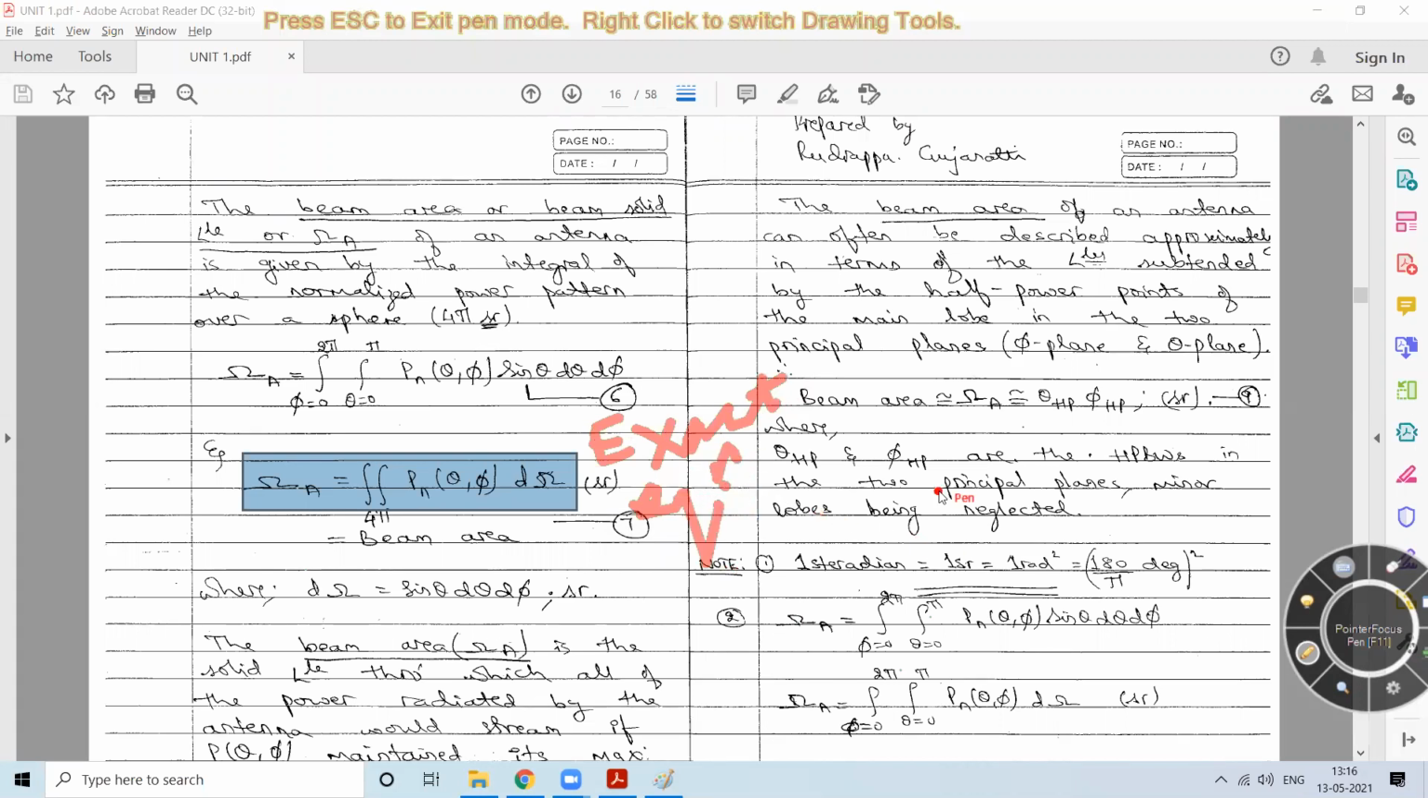We have another way to identify the beam area, which is with respect to the half power beam widths for a given pattern. It is defined as the product of the half power beam widths in theta and phi directions respectively for the given radiation pattern. So this is actually an approximate equation. This is called the approximate equation. So this is the exact equation, and this is the approximate equation.